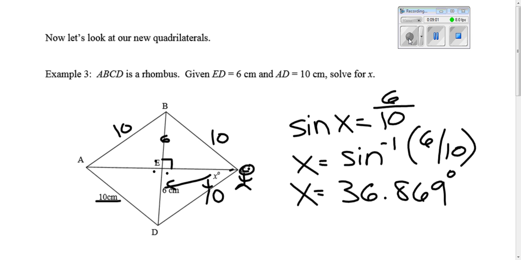All right, so once again, in a rhombus, I know all sides are congruent. I also know that I can use trig here. I also know that my diagonals intersect at 90-degree angles. Okay, on to the next one.